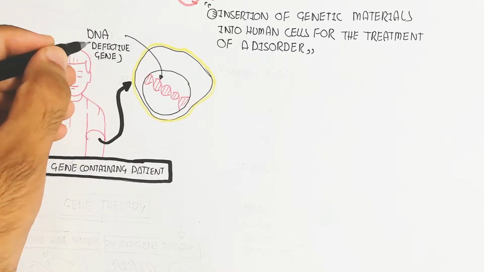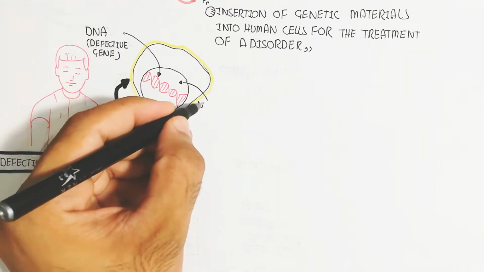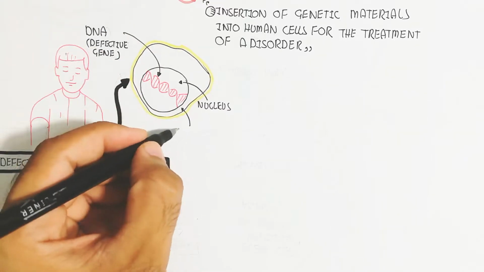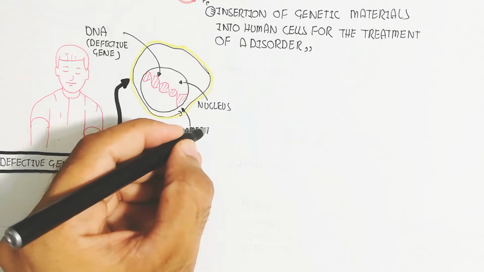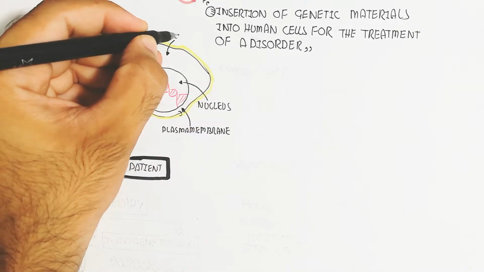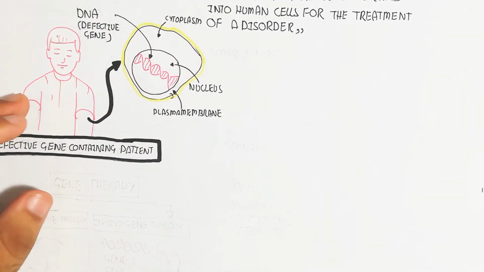So this is the defective gene containing DNA which causes the disease, for example the overexpression of the gene or suppression of the gene. So this is the nucleus, plasma membrane, and the cytoplasm.